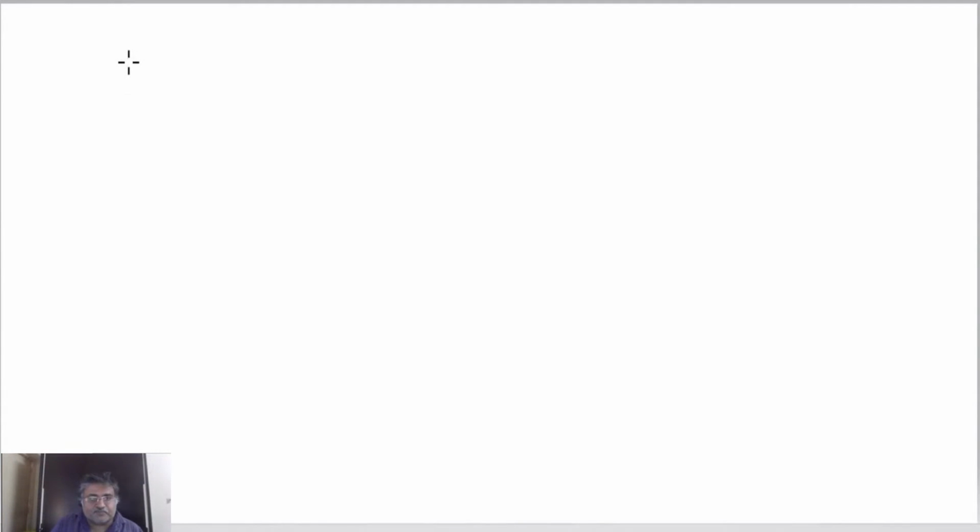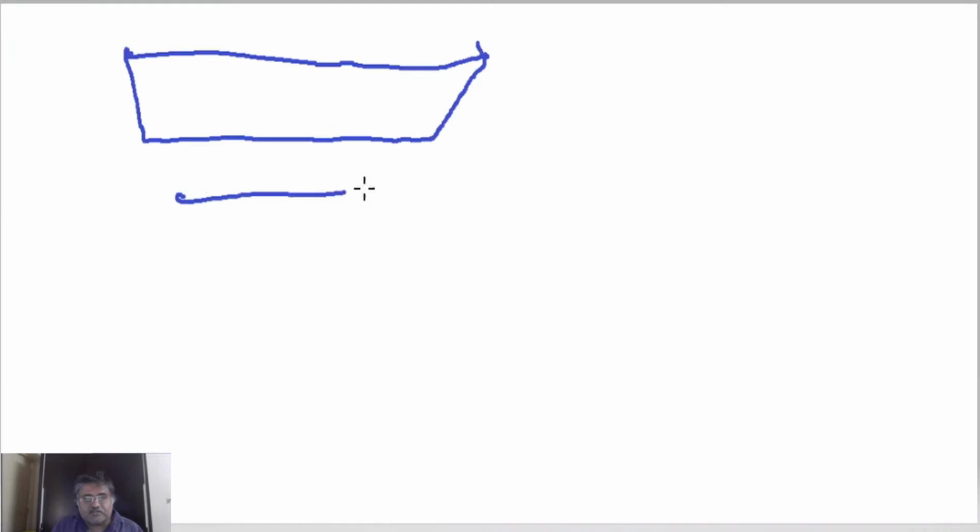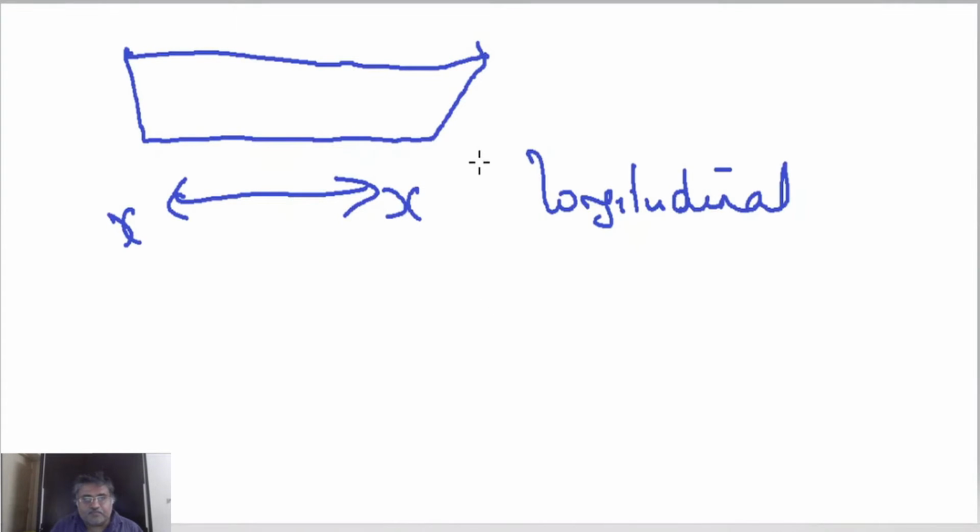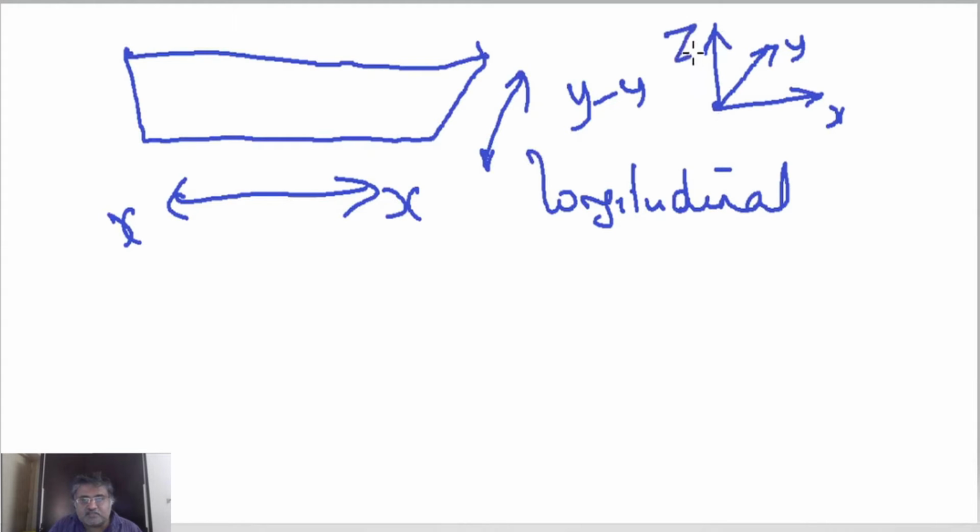Let me draw probably. This is a ship. Okay, this is x, longitudinal. Now like this, I'm not talking about going up, it's not the vertical distance, this is y. So like this, x, like this, y, and like this, z. Z is vertical, y is like this, so that is transverse. Y is transverse. This is very important.